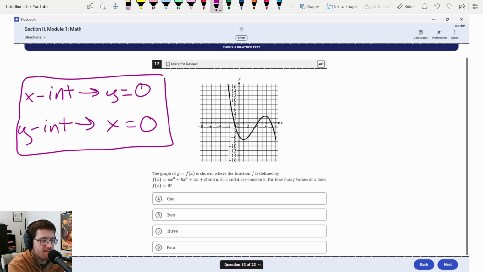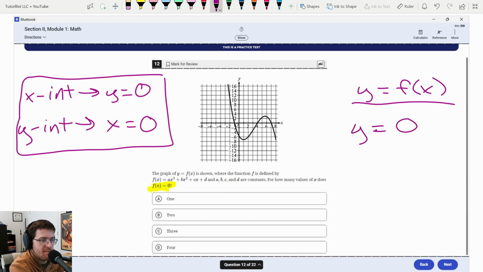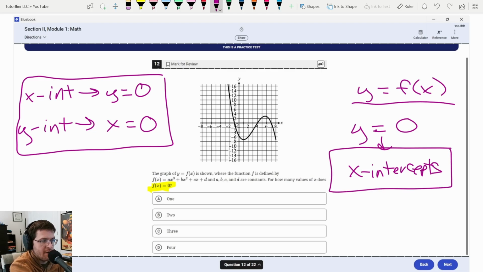Okay, question 12. The question's asking us, for how many values of x does f of x equal 0? F of x is synonymous with y. So in other words, the question's asking us, where does y equal 0? Well, as you can see, based on this little chart I made on the left, y equals 0 means we're talking about x-intercepts. So we're going to look for how many x-intercepts. That's what they're asking us. It's just kind of confusing the way they worded it.